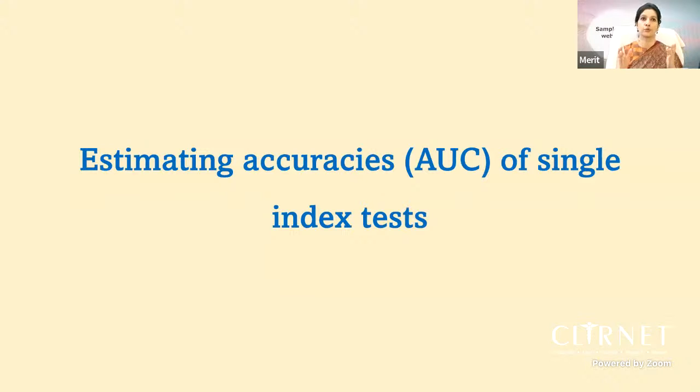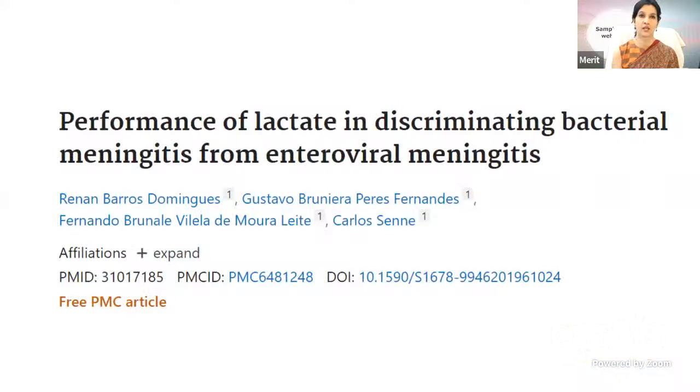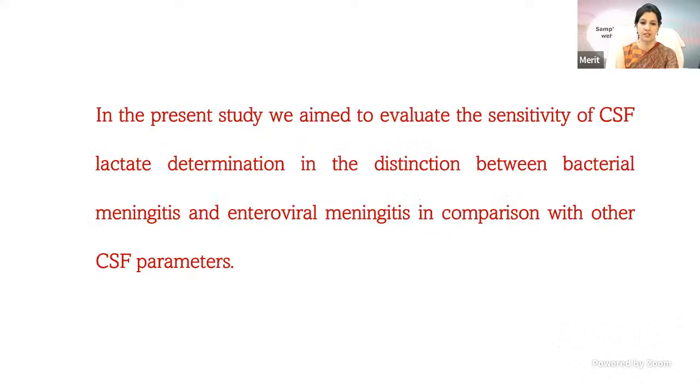Now, if I have to use this AUC for a single index test, how can I do that? This is one example where I have to see the performance of lactate in discriminating bacterial meningitis from enteroviral meningitis. We are measuring this lactate in the CSF, and in the CSF fluid I have to see whether lactate can discriminate bacterial meningitis from enteroviral meningitis. In the present study, the author has aimed at the sensitivity of CSF lactate as a distinction between bacterial and enteroviral meningitis as compared to other CSF parameters.